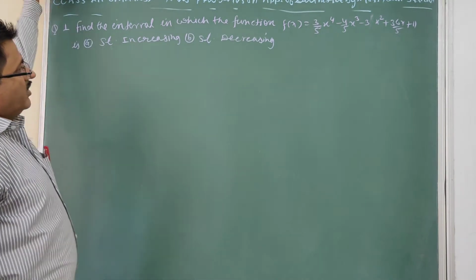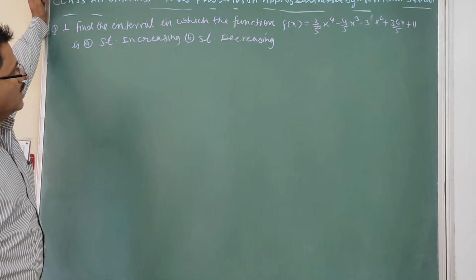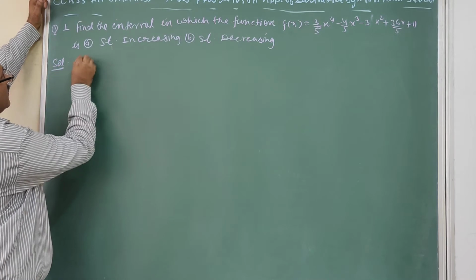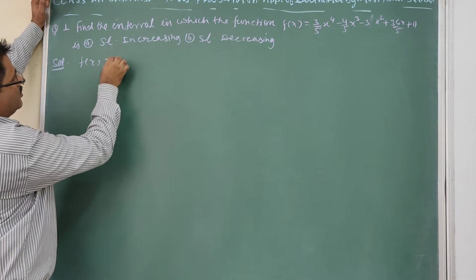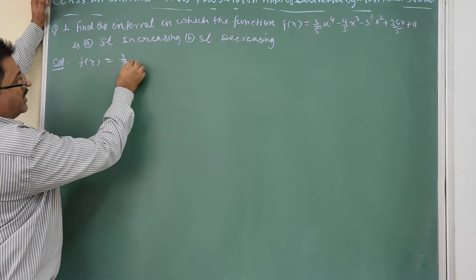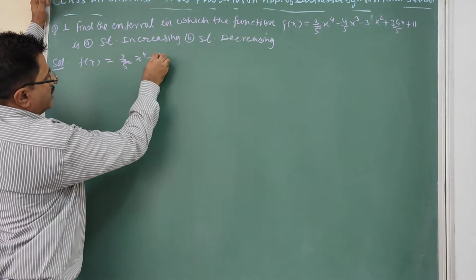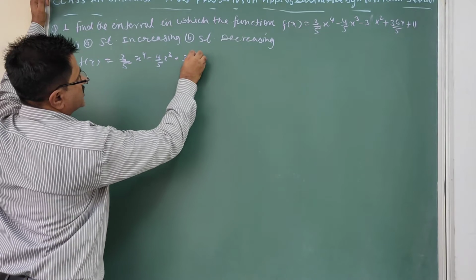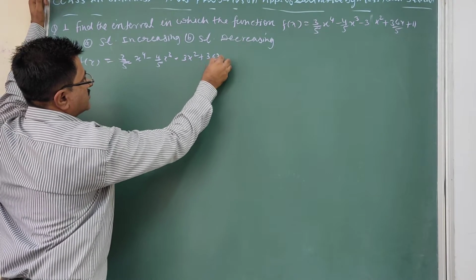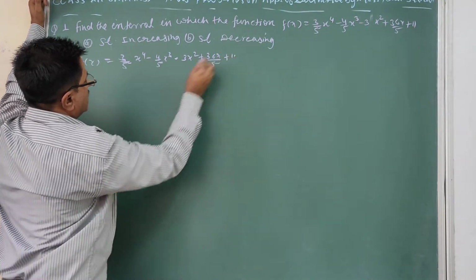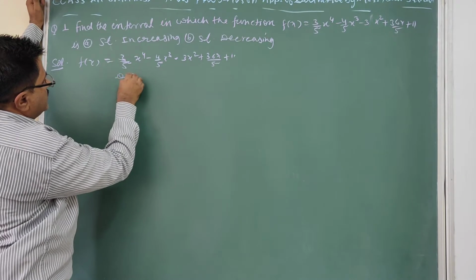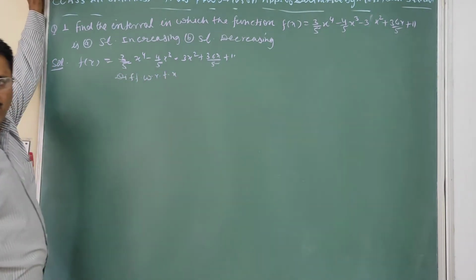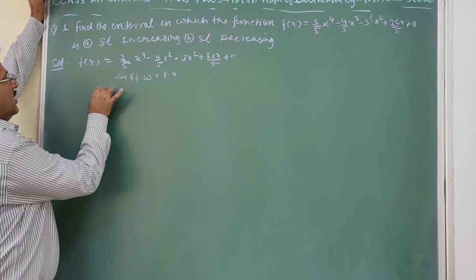So for the first, we see the given function f(x) equal to, we use the derivative test, minus 4 by 5 x power 3 minus 3x square plus 36x by 5 plus 11. So you have to differentiate this with respect to x. We have to find the derivative of this function.